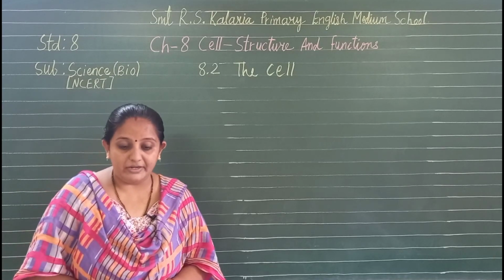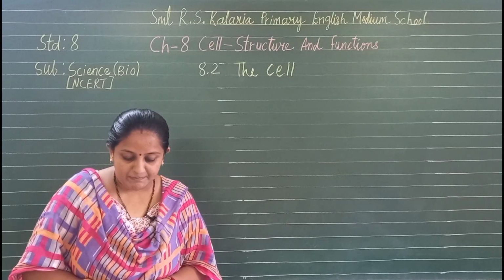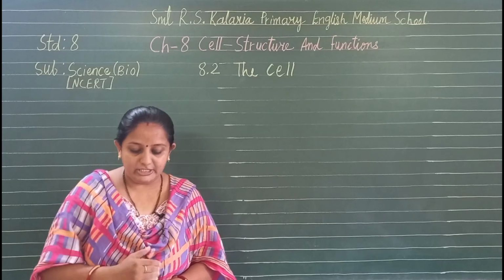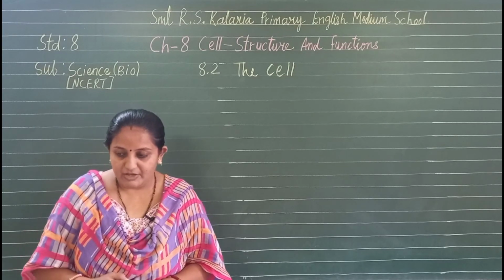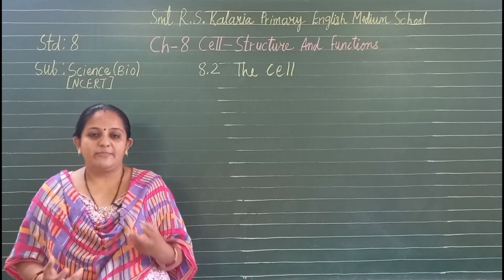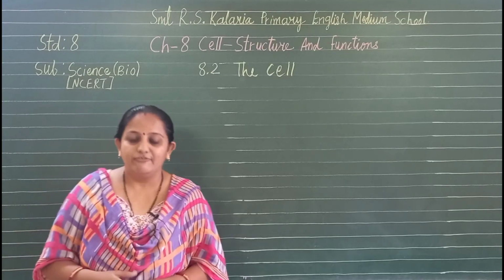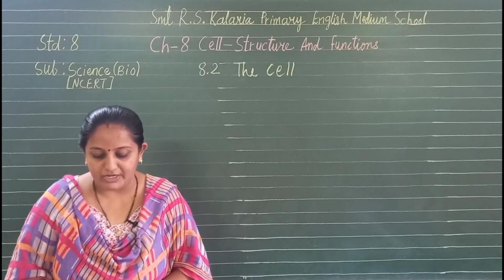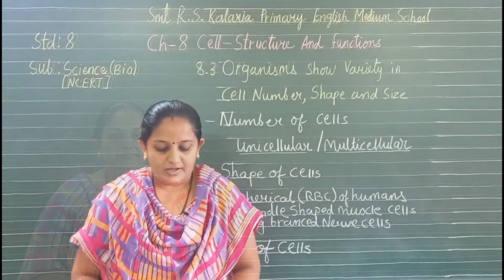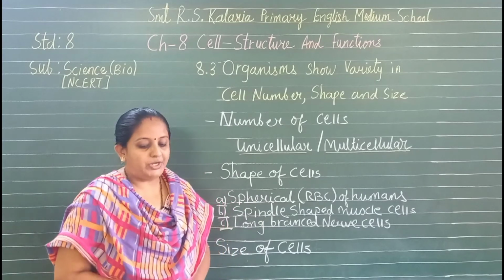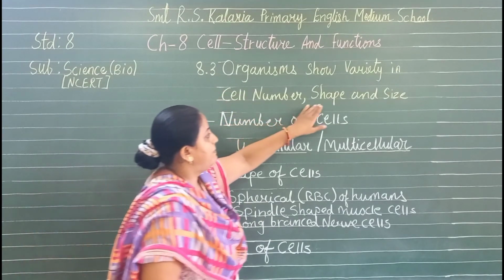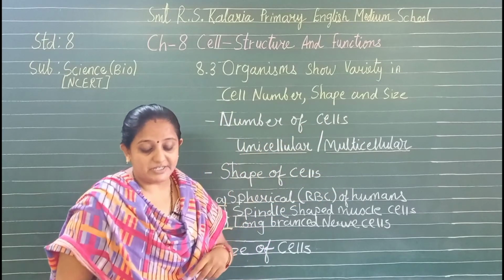seen by the unaided eye. But a hen's egg becomes multicellular after it hatches to form a chick. When the chick comes out alive, that is more than one cell. So we can say the egg of a hen represents a single cell. Now in 8.3 we are going to understand that organisms show variety in cell number, shape and size. Now let us understand about that.